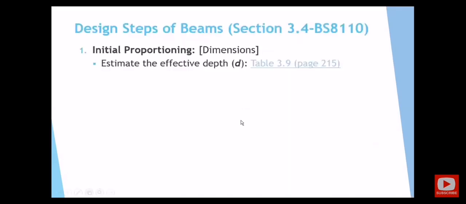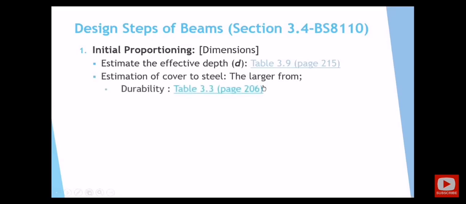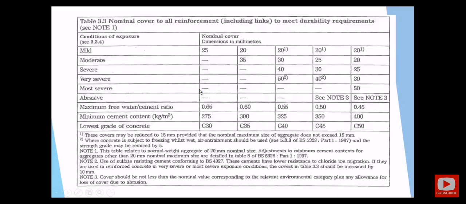Okay, so this is the first step to get the D. Then we have to estimate the cover to the steel. It will be the larger from two values, durability, table 3.3. This is exactly similar to what we did in case of slabs. This table 3.3 will give you the nominal cover to all reinforcement, including links, to meet durability requirements.